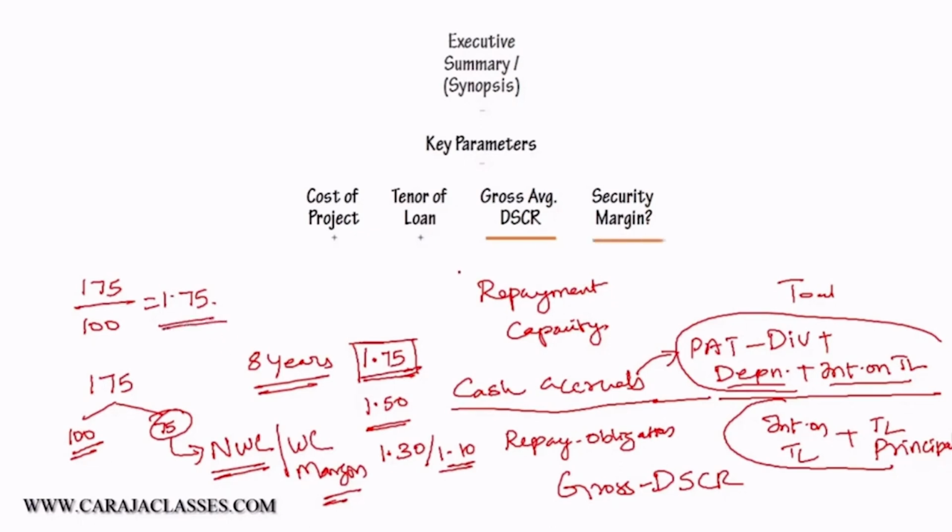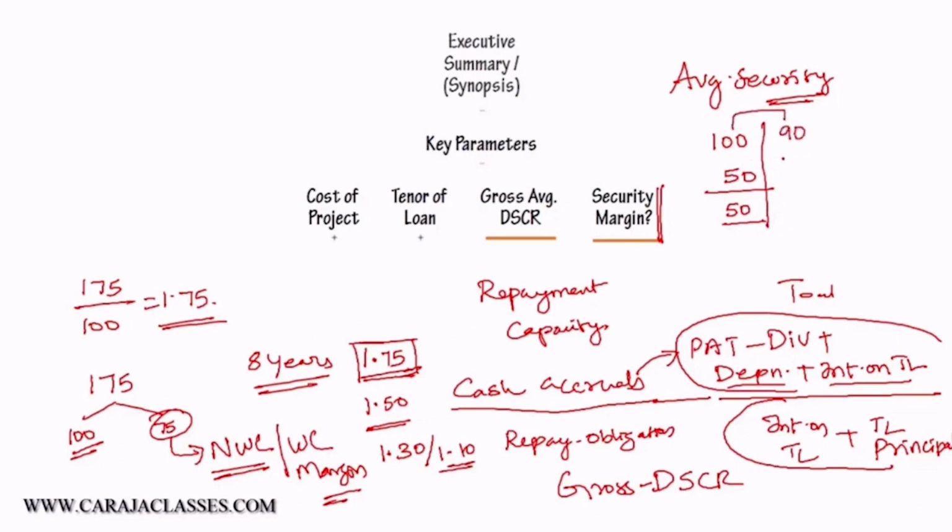Next comes security margin. That is, the sanctioning authority will be interested in knowing what the security margin will be, mainly the average security margin available throughout this loan period. Let's say the loan given is 50 and the assets available against this loan are 100. It means you have a security margin of 50. This is in year 1. In year 2, the asset value of 100, because of depreciation, is becoming 90, and your term loan outstanding is also coming down. Let's say 50 is becoming 45.